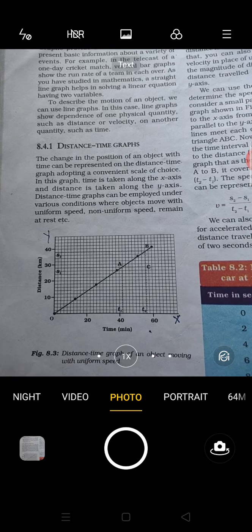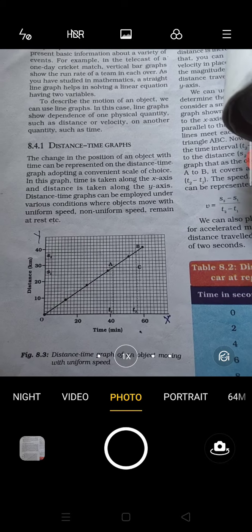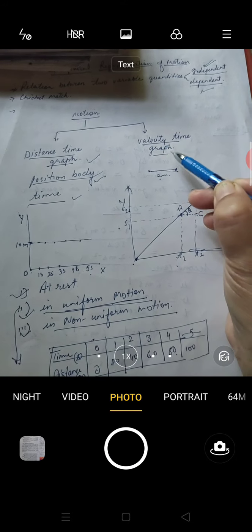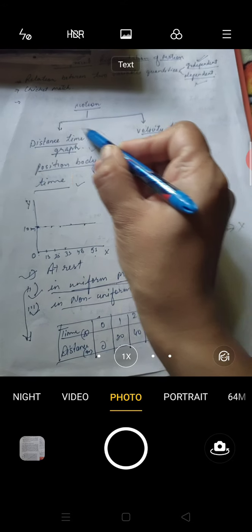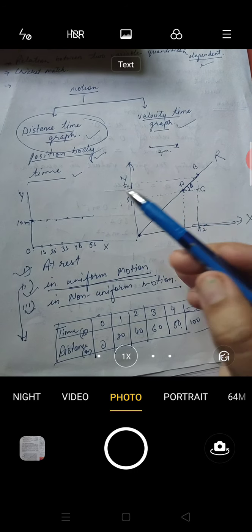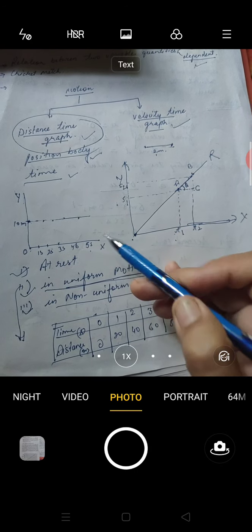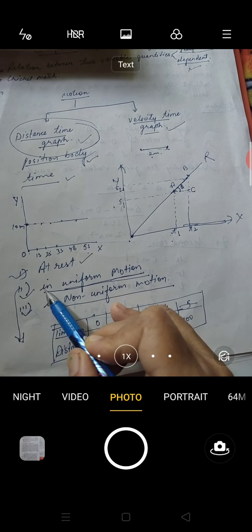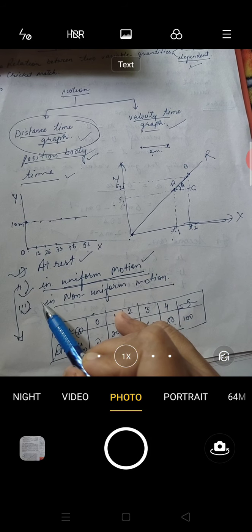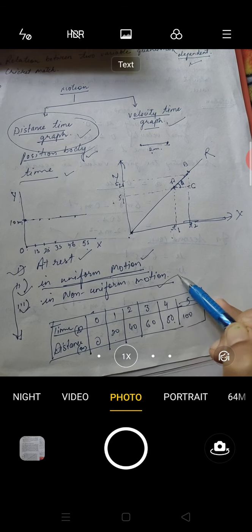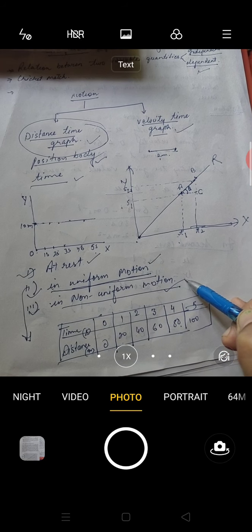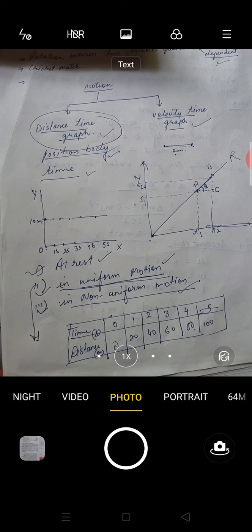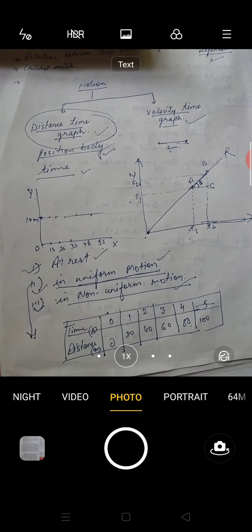So let us study different types of graphs. In this chapter, we will study two types of graphs, that is distance time graph and velocity time graph. So let us start our distance time graph. So distance time graphs will be studied under three headings: when the object is at rest, when the object is moving in uniform motion, and when the object is moving in non-uniform motion. So let us study them one by one. I am posting some videos, so study them well and answer some questions followed after video.